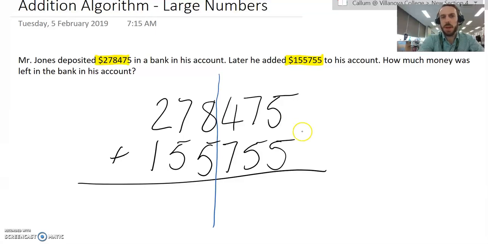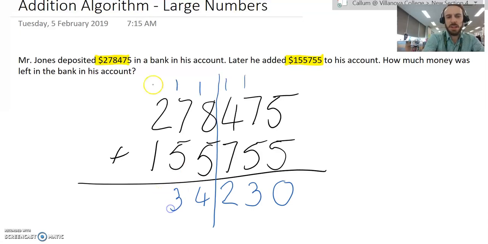We start with our ones and we add 5 and 5 to get 10. Because we've got 1, 10, it goes in the tens column. We've got 5 and 7, which is 12, and 1, which is 13, and that one gets regrouped to our hundreds. We've got 7 and 4, which is 11, and 1 is 12. We've got 8 and 5, which is 13, and 1, which is 14. The 1 goes up. We've got 7 and 5, which is 12, and 1 is 13. And then in our 100,000s, we've got 2 and 1, which is 3, and 1, which is 4.